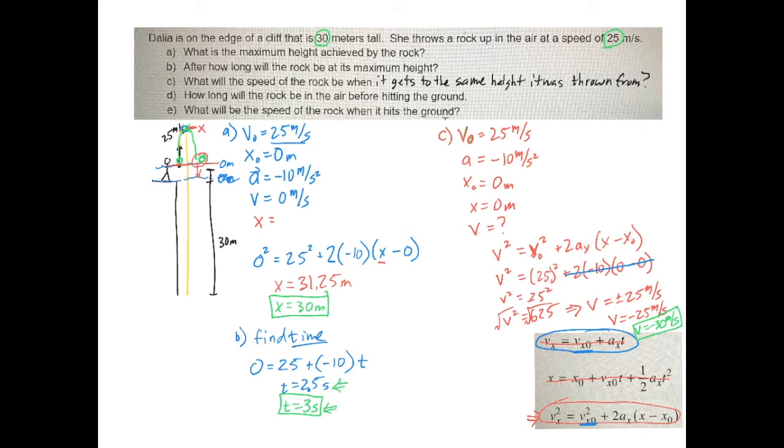Let's do another one. Let's go on to letter D. How long will the rock be in the air before hitting the ground? Okay, so I have a new position now, right? Now I'm starting here when she releases it, and I'm finishing on the ground. Okay, so letter D wants to know how long it'll be in the air, and letter E wants to know what will be the speed when it hits the ground. Okay, so I'm looking for both the time and the final velocity there.